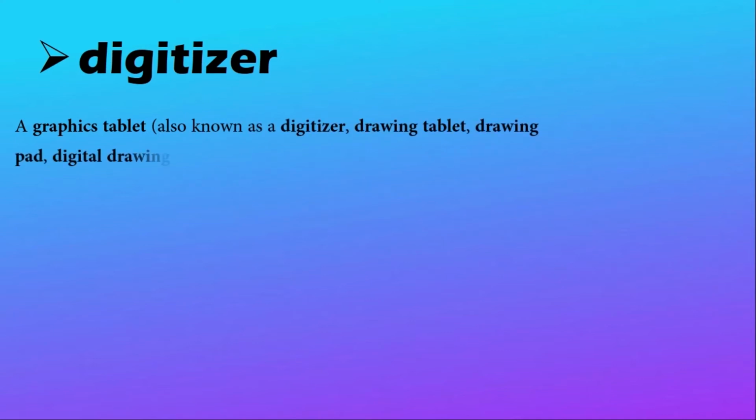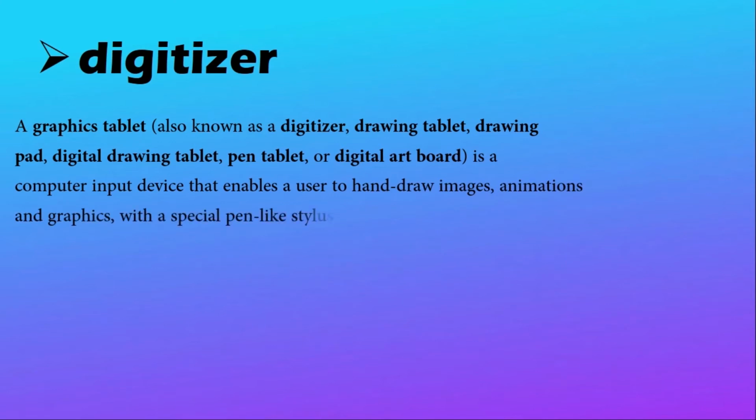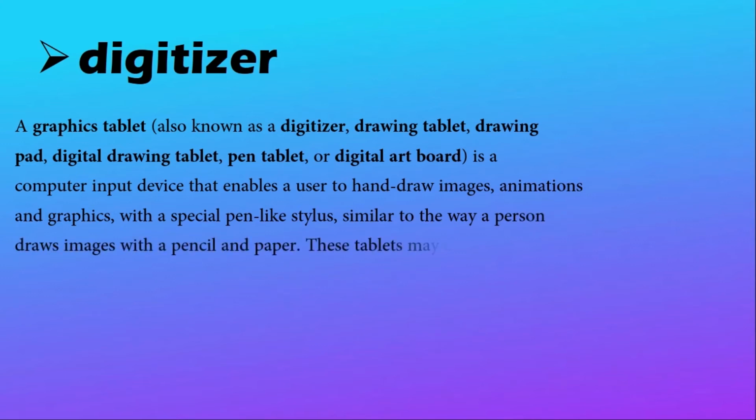Digitizer. A graphic tablet, also known as a digitizer, drawing tablet, drawing pad, or digital drawing tablet. There are many names for it. It is a computer input device that enables a user to hand-draw images, animations and graphics with a special pen, like a stylus, similar to the way a person draws images with a pencil and paper. These tablets may also be used to capture data or handwritten signatures.